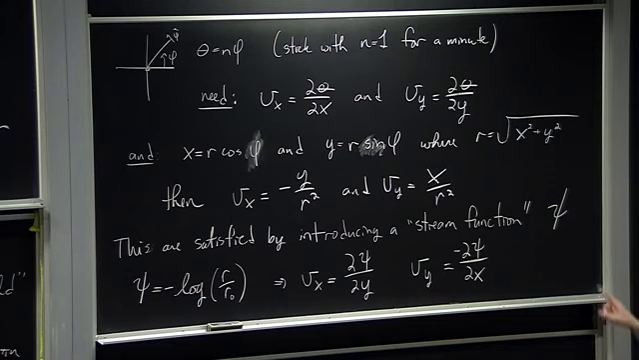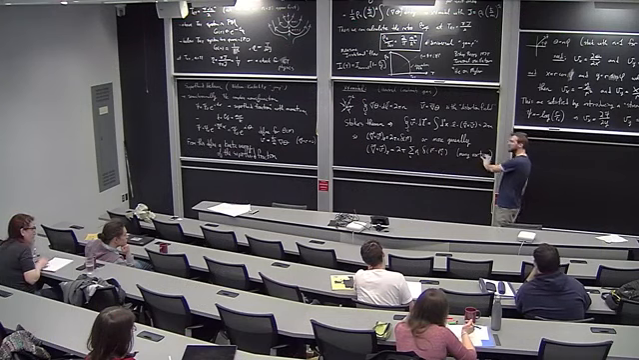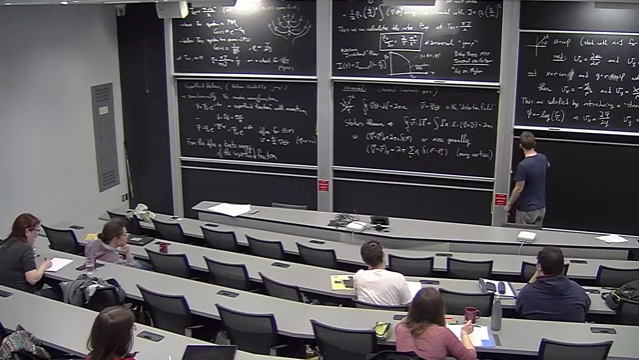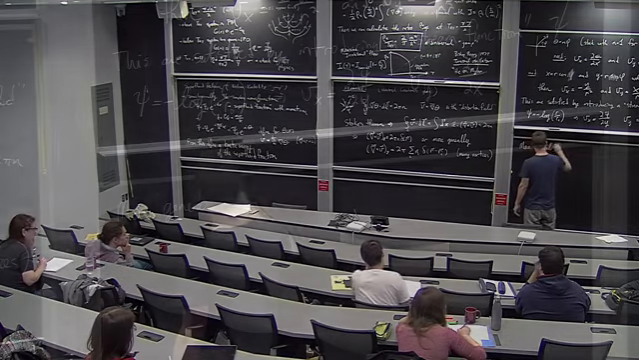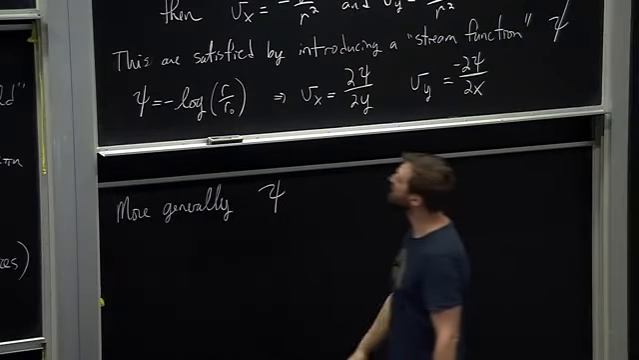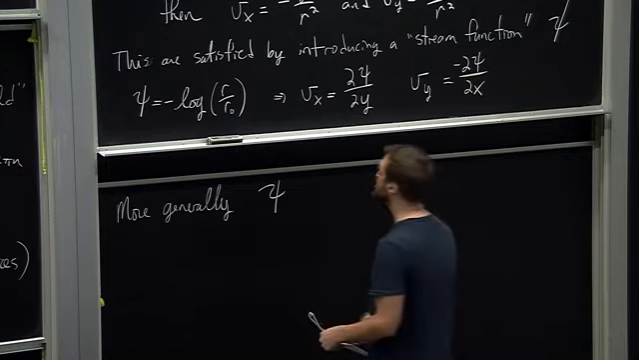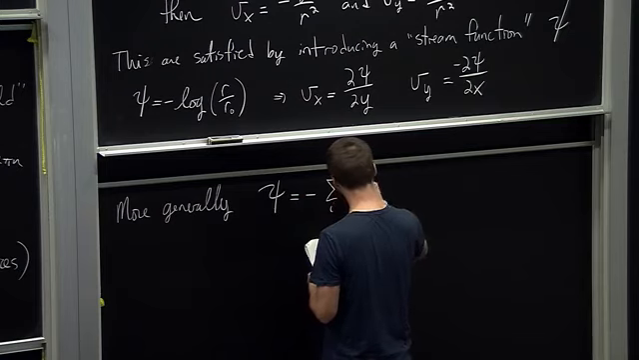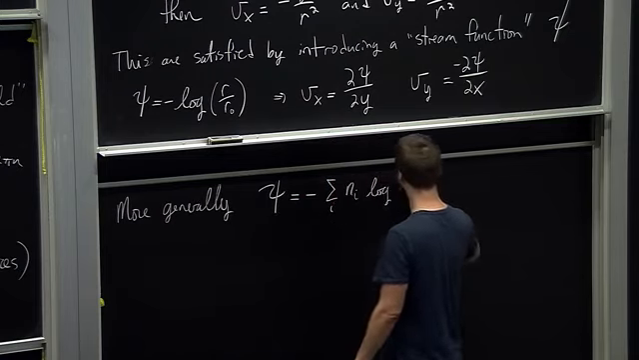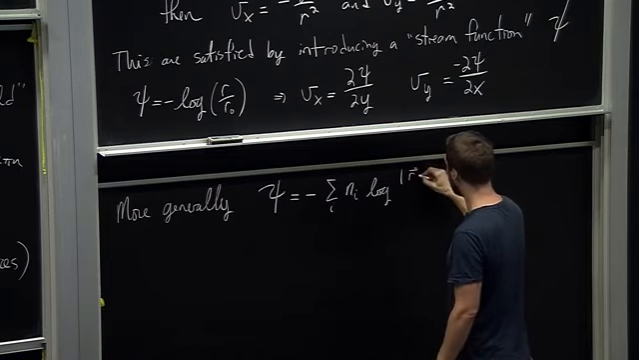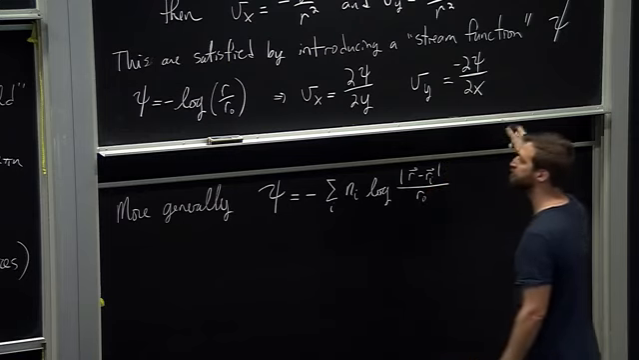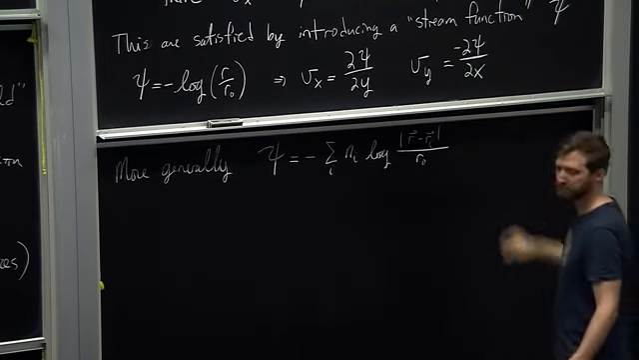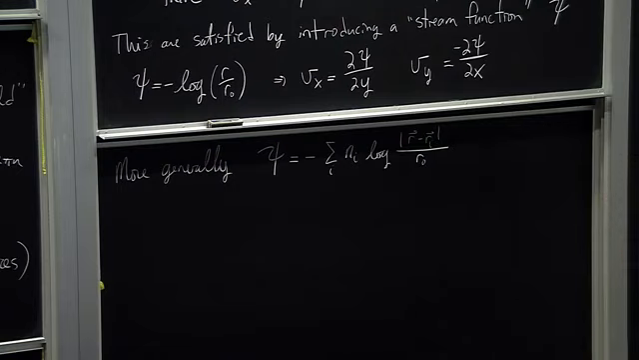So that's for n equals 1. I just did that for n equals 1. But I need this more generally for many vortices. Okay, so more generally, that function will be, so it's minus a sum over all vortices, their topological charges. And we're in a different coordinate system, so it's log of r minus r_i over r naught. Okay, that should be enough.